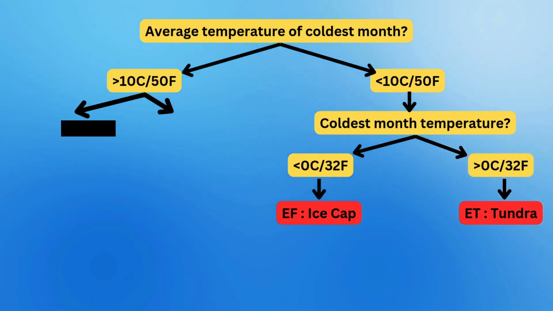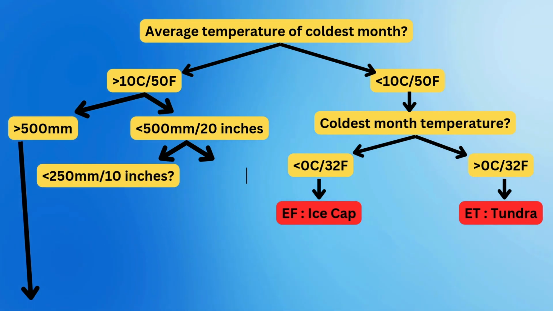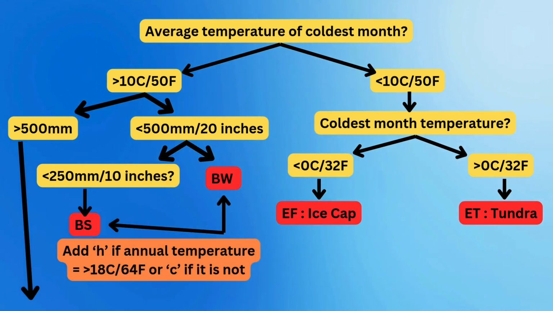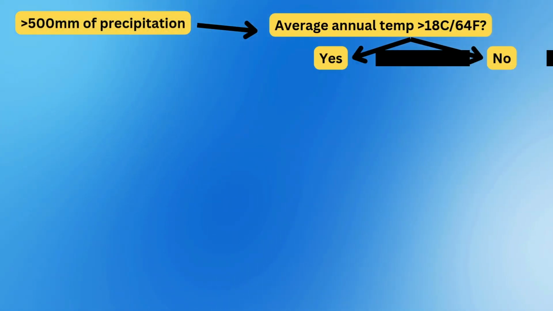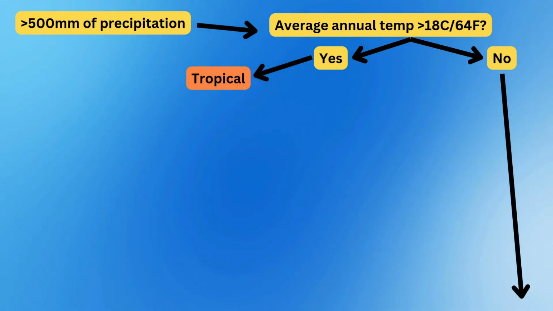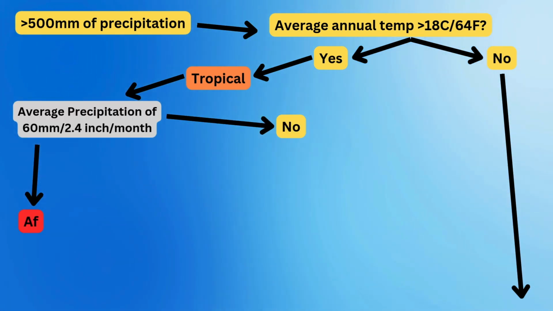If there is one month that's warmer than 10 degrees Celsius, you ask yourself, does it receive less than 500 millimeters of precipitation, which is 20 inches? If this is the case, we find ourselves in a dry climate. Follow these rules to decide the second letter and these rules to decide the third letter. If there is more than 500 millimeters of precipitation, we may be in a tropical climate. So you ask yourself, is the annual average temperature above 18 degrees? Check the amount of rainfall and decide which one it is.